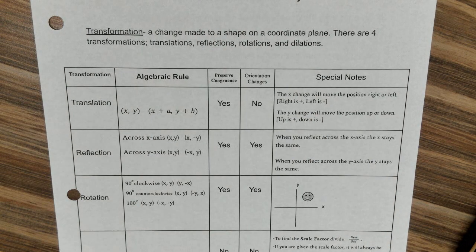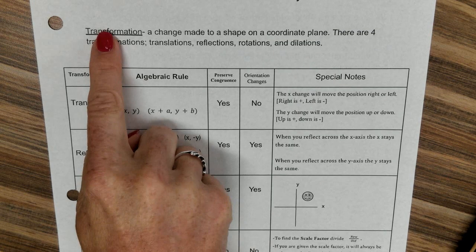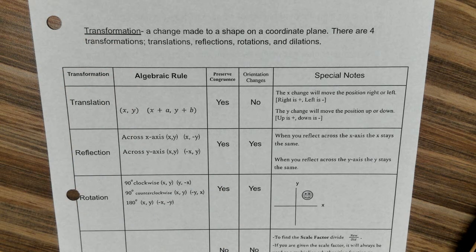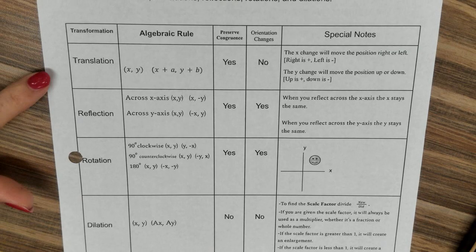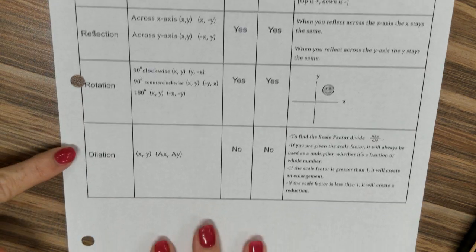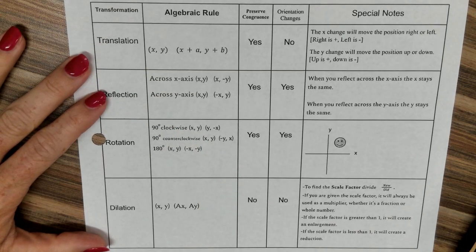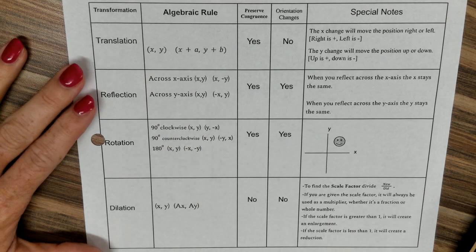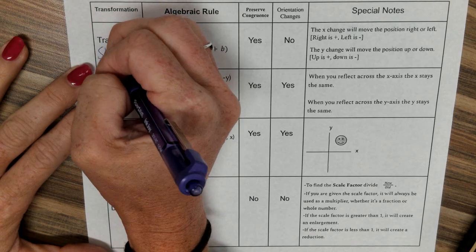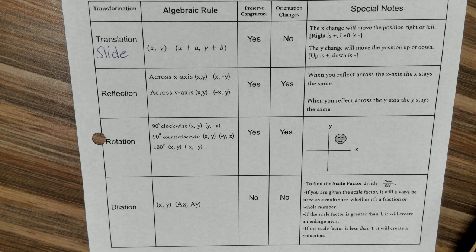So what do you need to memorize? First of all, what is a transformation? A change. Y'all are just getting those two words mixed up. All right, there's 4 types of transformations: translations, reflections, rotations, and dilations. What is a translation? Come on, guys. You just said it a second ago. A slide.